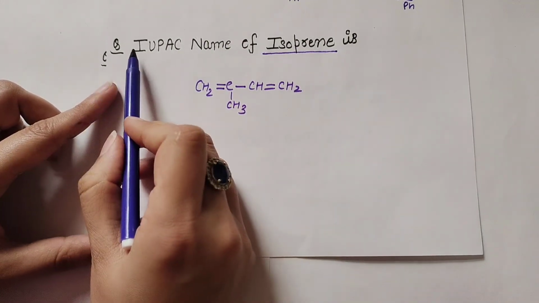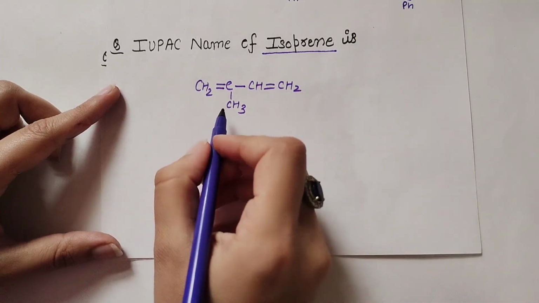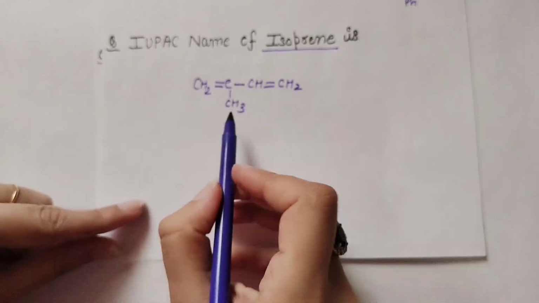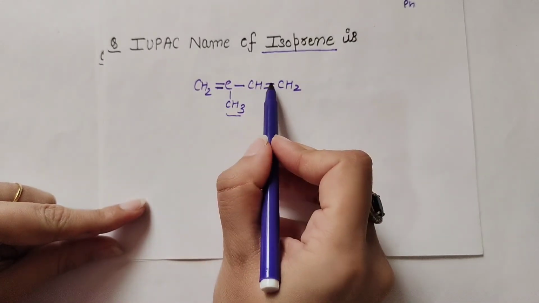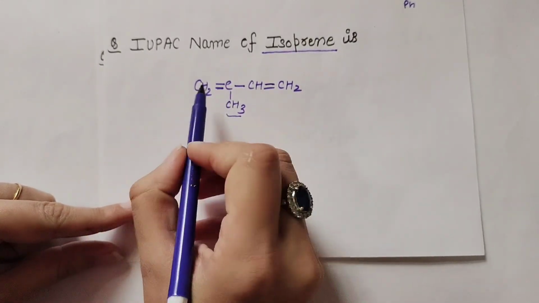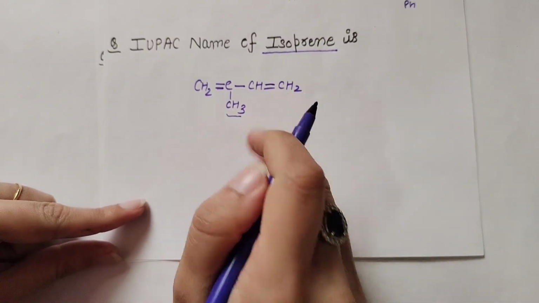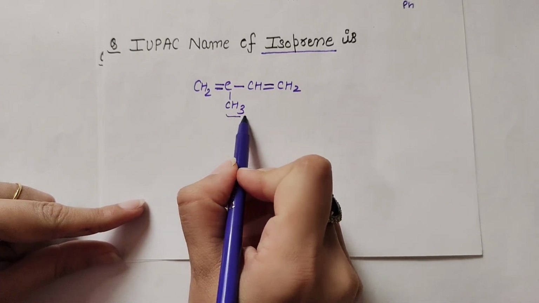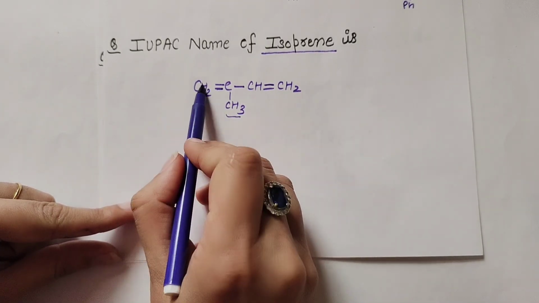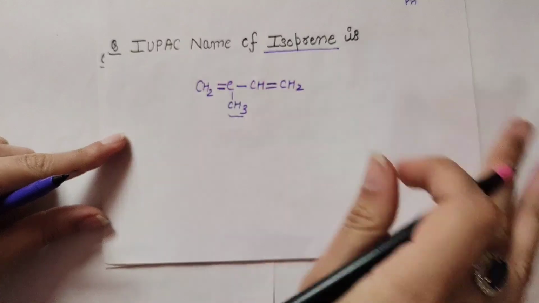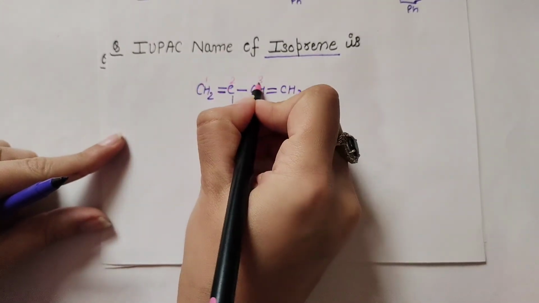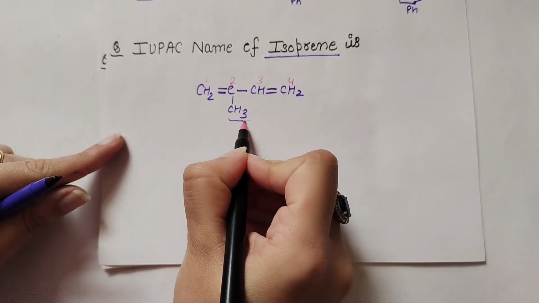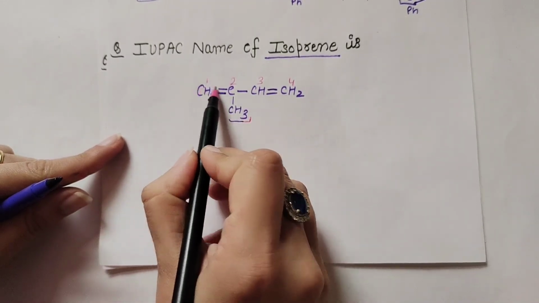Now we have to find the IUPAC name for this isoprene. So we should count these carbon atoms in such a way that the substituents and the double bonds will get the lowest numbers. If we count from this end, that is 1, 2, 3 and 4, the methyl group will get the third position. If we count from the other end, 1, 2, 3 and 4, you can see that at the second position there will be the methyl group, which is far better. So we will count in this way.